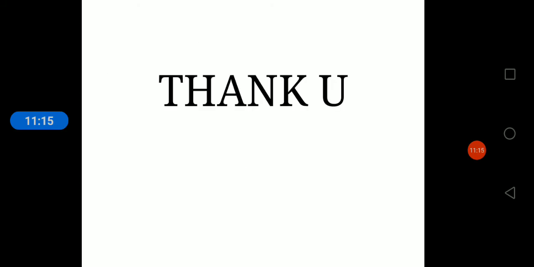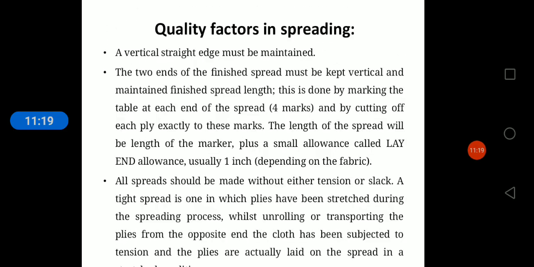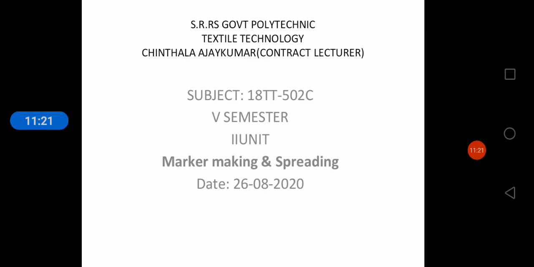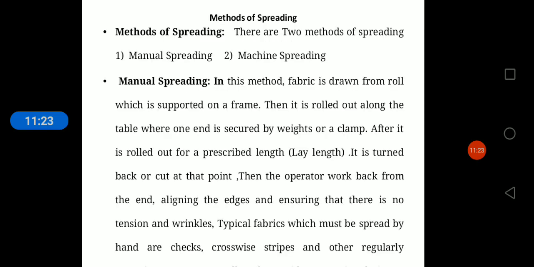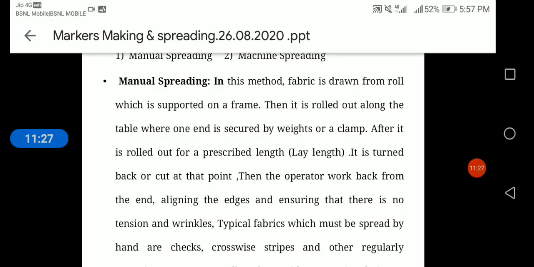So these are the different types of fabric spreads, features, and different spreading machines, common problems, quality factors, and methods of spreading. So this is about the topics covered today. Thank you.